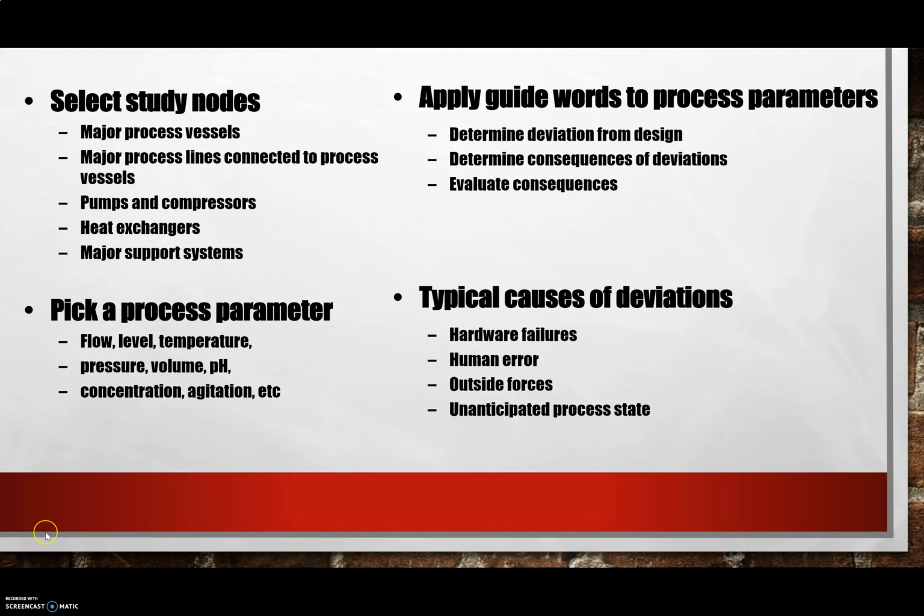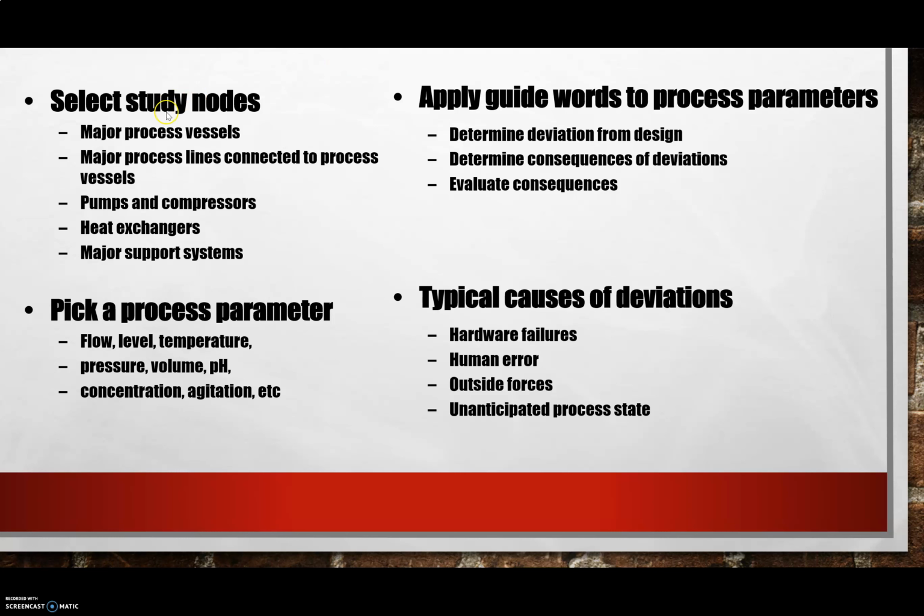Okay, so this is the summary from previous procedures. First, you have to select your study notes from your unit. You try to identify which is a major process vessel, which one is a major process line, which one is the pumps and compressor, and so on. Then you can pick a process parameter before you choose your guide words.